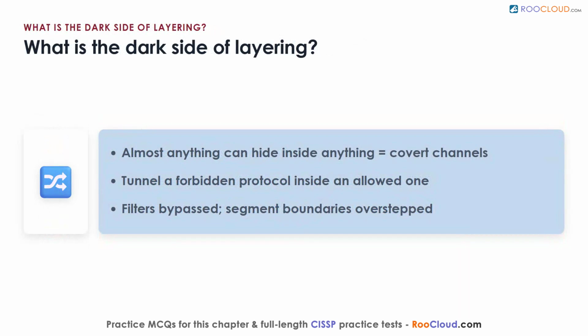What is the dark side of all this layering? The same flexibility undermines your controls. Because almost anything can be hidden inside, encapsulation enables covert channels. If a network blocks one protocol but allows another, a tunneling tool can bury the forbidden protocol inside the permitted one and slip straight through the filter. This deception can even happen low in the stack, hiding a full session inside a protocol meant only for health checks. The drawbacks follow directly. Covert channels open up, filters get bypassed, and logical segment boundaries can be overstepped. A sealed box is convenient, but you cannot see what is inside it.